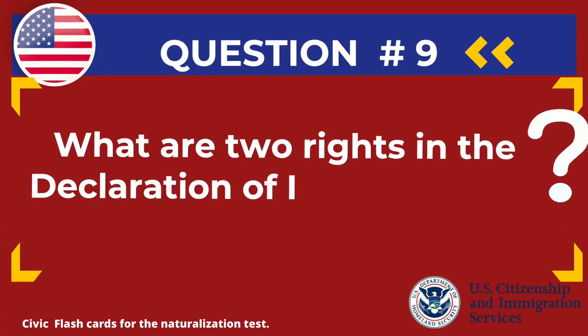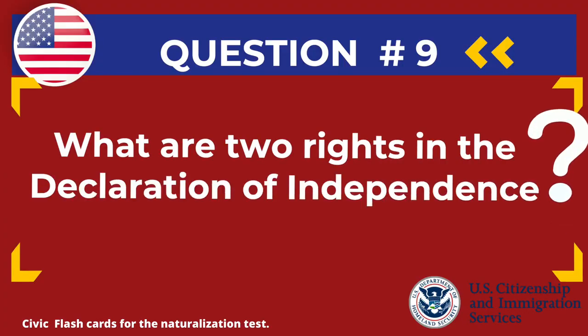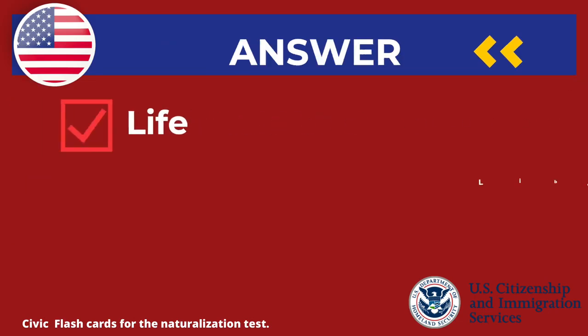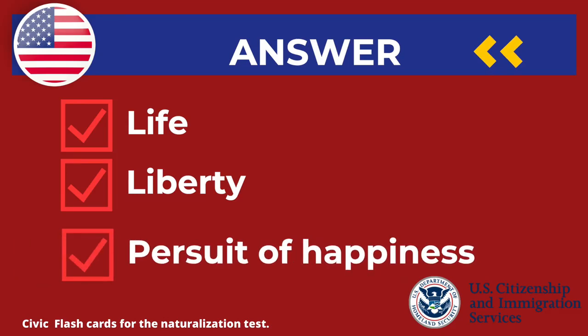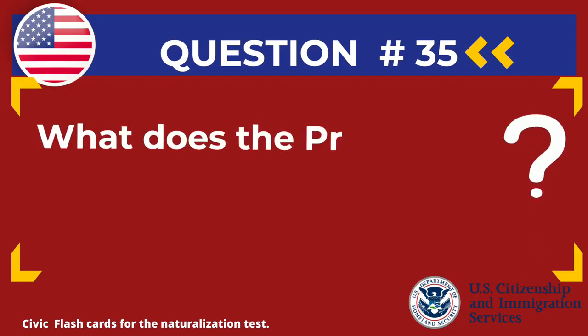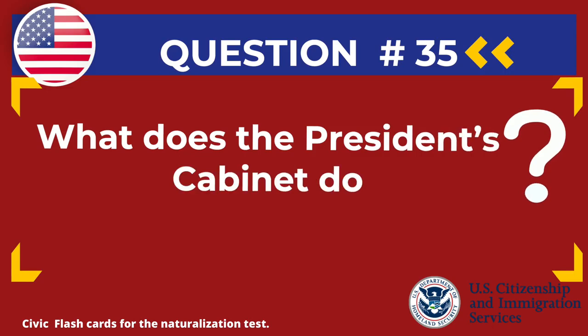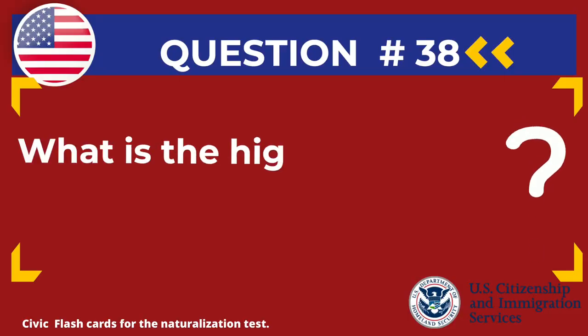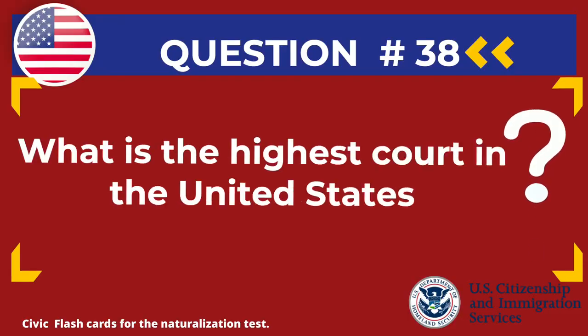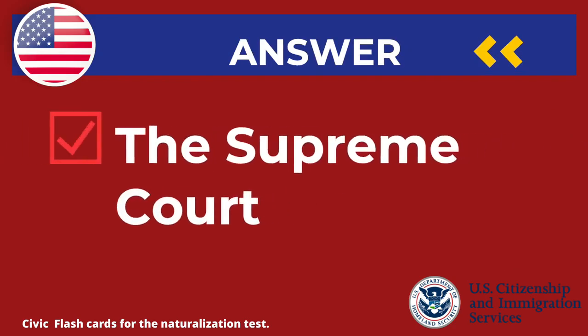What are 2 rights in the Declaration of Independence? Life, liberty, pursuit of happiness. What does the President's Cabinet do? Advises the President. What is the highest court in the United States? The Supreme Court.